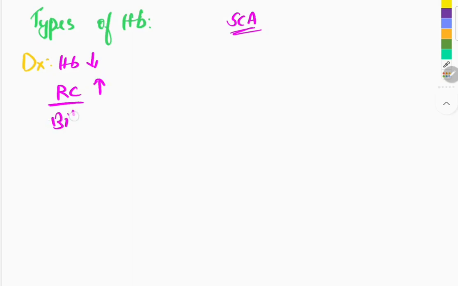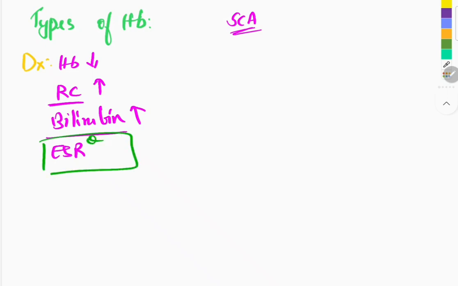What about bilirubin? Tell me, bilirubin. RBCs are getting lysed in the spleen. So what happens to the bilirubin? Yeah, RBCs are getting lysed, so bilirubin will increase. What about ESR? This is a question for you. What happens to ESR in sickle cell anemia, that is, erythrocyte sedimentation rate?